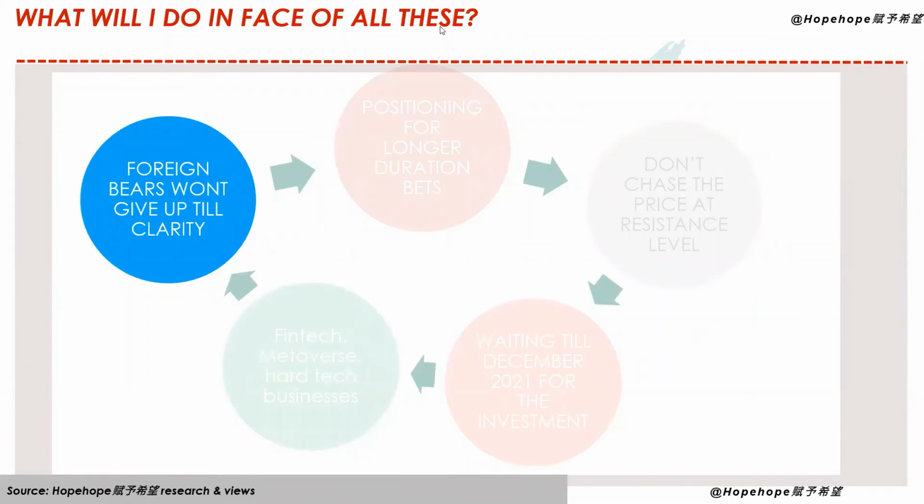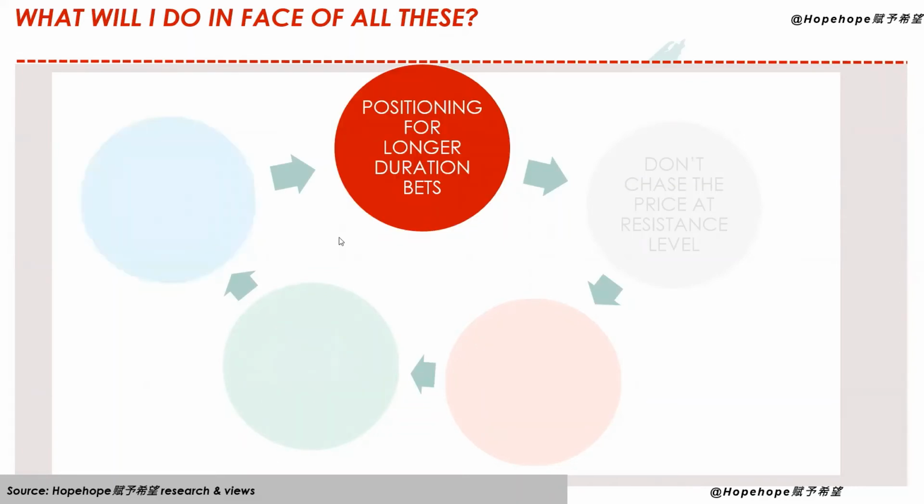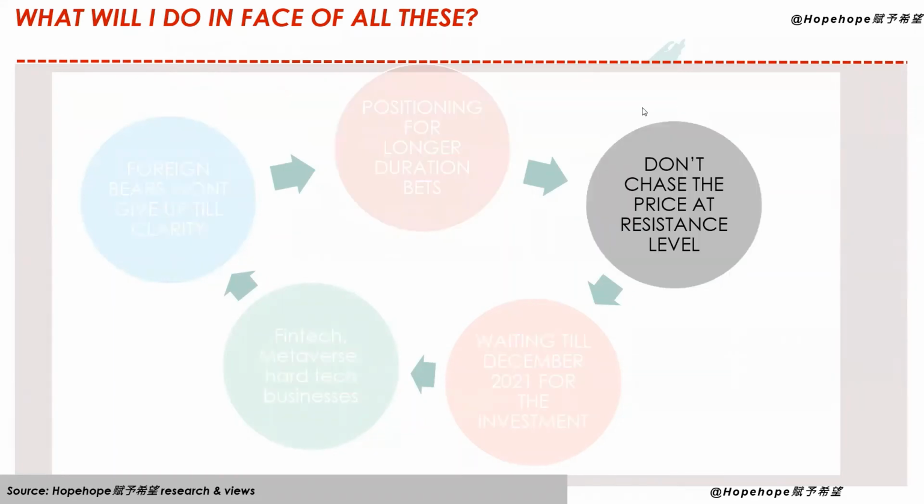What will I do in the face of all this news from PBOC and the general market conditions right now? Foreign bears will give up till there is clarity from the Chinese government. For myself, I'm positioning for longer duration bets in Chinese equities. I won't chase the price at resistance level because I have observed a few times that when I see prices at resistance level, they will just bounce back to lower levels.